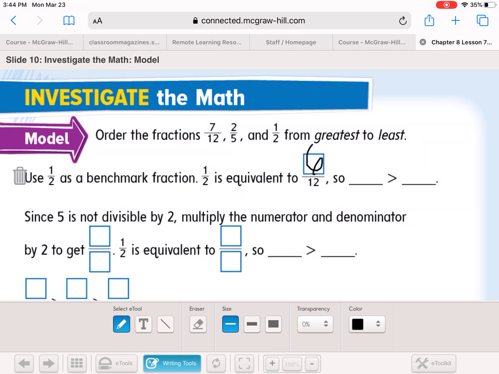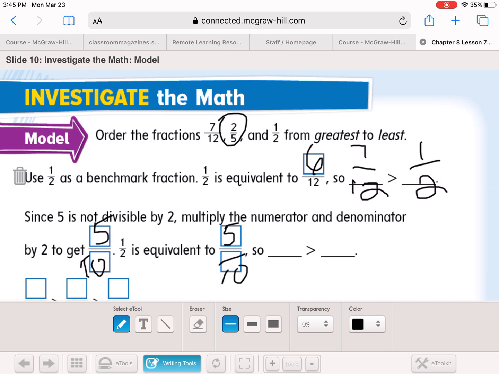Okay? So half is equivalent to 6 twelfths. So 7 twelfths is greater than 1 half, because 7 is bigger than 6. Then it says, since 5 is not divisible by 2, multiply the numerator and the denominator to get 5/10, probably is what they're saying. 1 half is equivalent to 5/10.